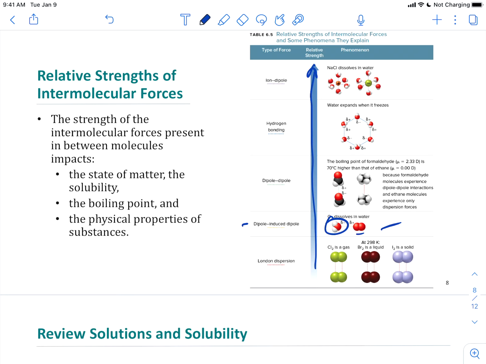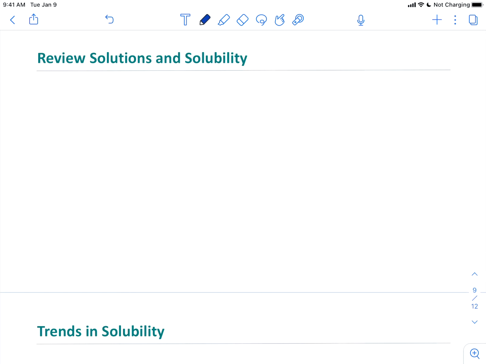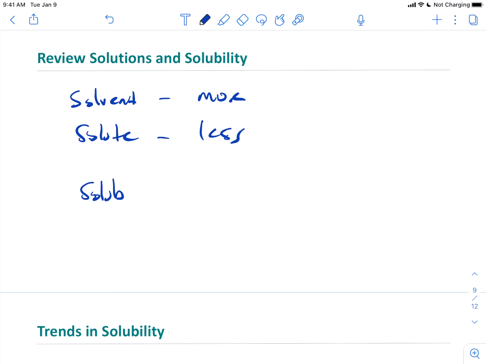So as I mentioned, some of these things, boiling point, physical properties, states of matter, this all depends on this. Now, you should remember what the solvent is and the solute. The solvent is the one that there's more of, and the solute is the one that there's less of. Okay? So obviously, if I put some sodium chloride in a big amount of water, the solvent is water and the solute is the sodium chloride. And the solubility of a substance is the amount that dissolves. So there's limits to how much dissolves.